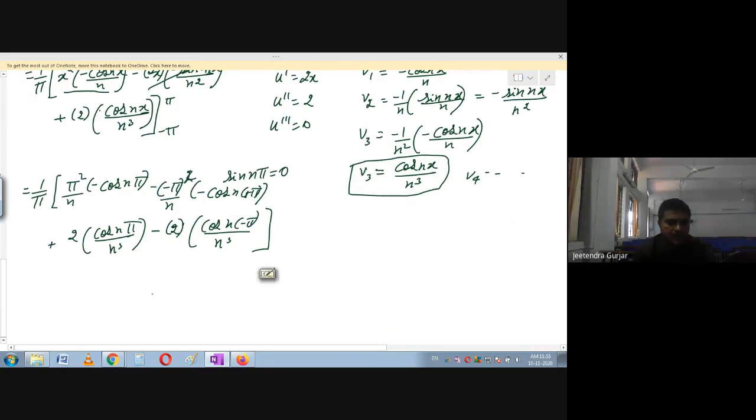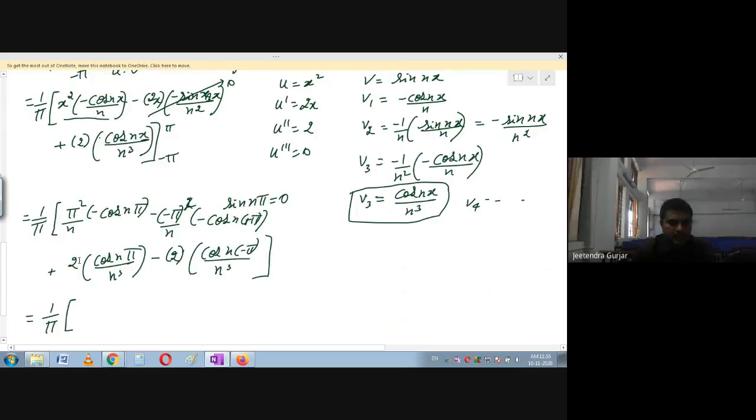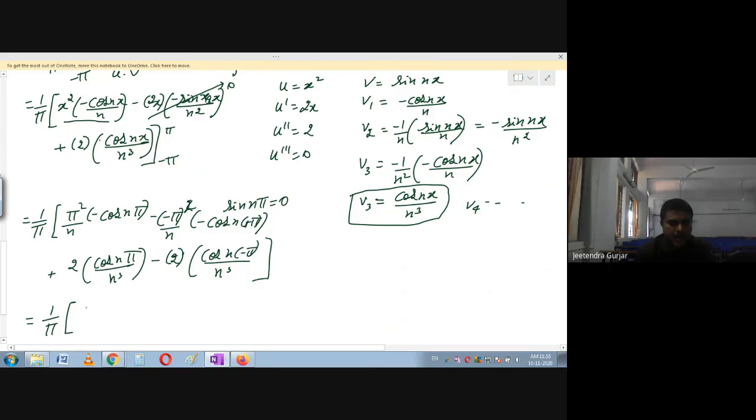You can simplify by solving like this, or you can directly simplify like this, 1 upon pi. First, you substitute the pi value in the equation. So the equation you are going to get here is, yes, it is pi. I will substitute first. That is pi square minus cos n pi upon n. Okay, this is plus 2 cos n pi upon n cube. So the pi value is substituted.